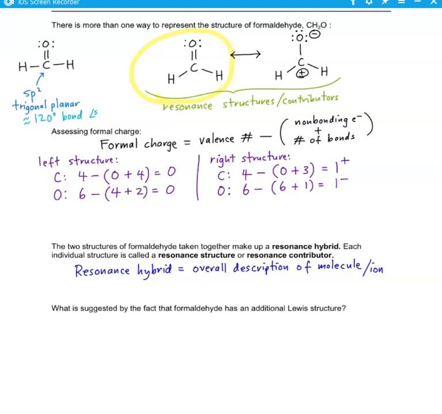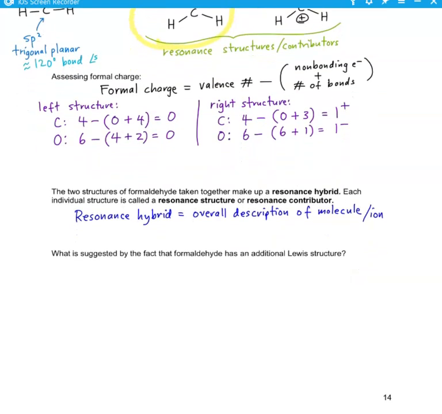So what does this mean? What is this all suggesting? First of all, the fact that formaldehyde and other molecules have additional Lewis structures means that there can be more than one reasonable Lewis structure for certain molecules. So first, there can be more than one reasonable Lewis structure. And we'll get into what we mean by reasonable.